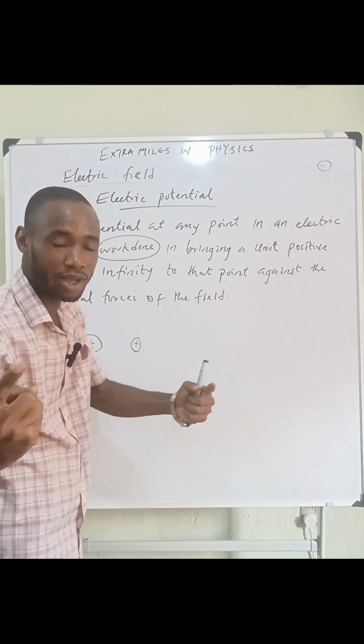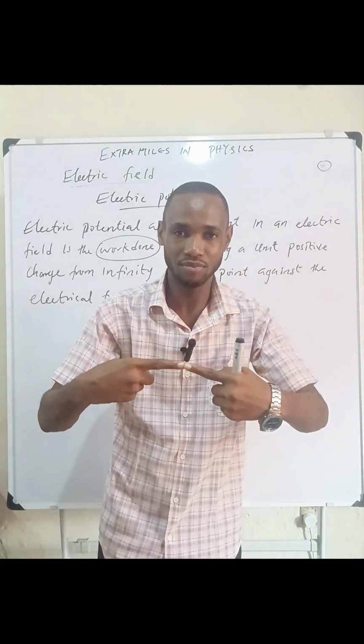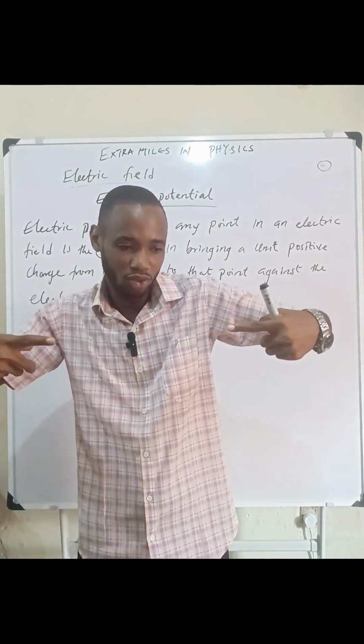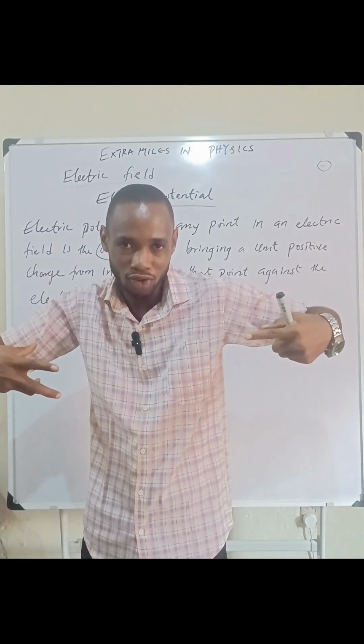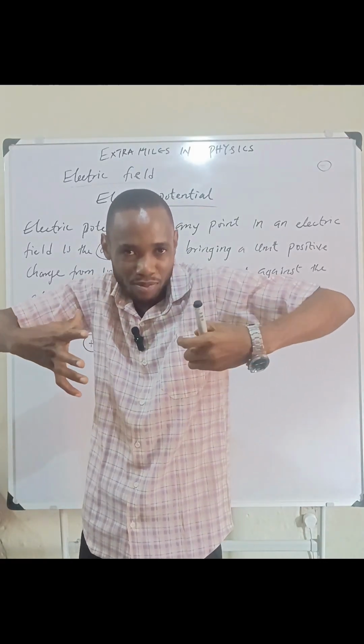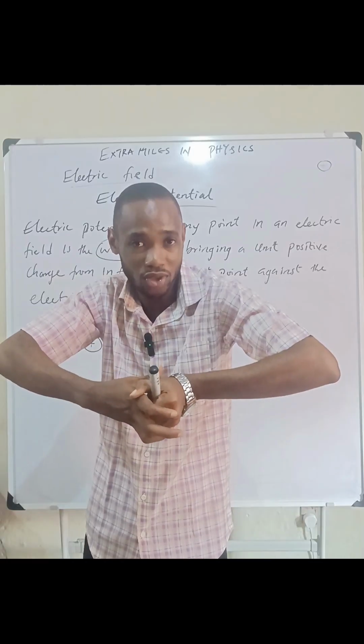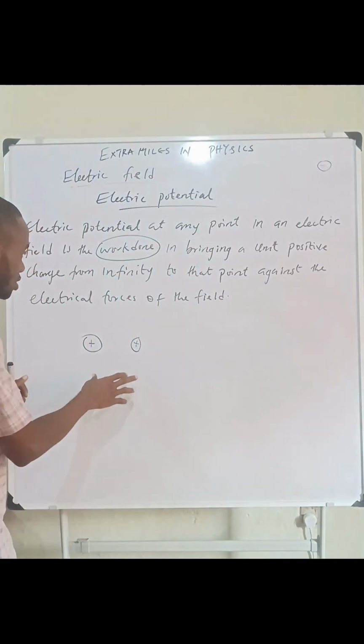Just like trying to bring the poles of a magnet, maybe you have north and you are trying to bring both of them together. You discover that as you are coming close, the repulsion will be happening. You'll be adding more pressure in order to bring them closer. So this is just what we're trying to discuss here.